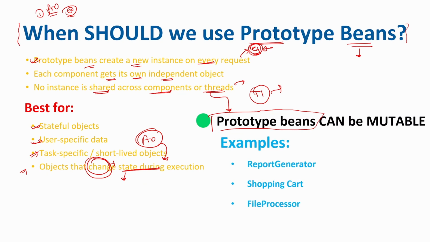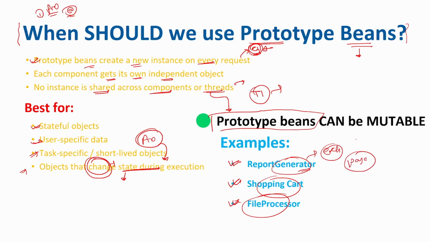So where can we use the prototype scope? The prototype scope can be used in many cases like report generation, shopping cart, or file processor, because each user request will need a new report generator, and it will have some state like pages generated. So suppose user A requested report generation, and user B also requested report generation. Both get a different instance and both manage state like how many pages are generated for each of them.